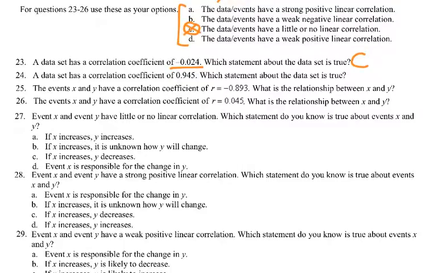Okay, 24, correlation coefficient of 0.945. So it's positive, and it's very close to 1, so it would be what we call a strong positive. Okay, so it would be A. 25, we have a correlation coefficient of negative 0.89, which is close to negative 1, so that's a strong negative. We'll call that E, strong negative. And 0.045 would be a weak positive, so that would be D. To have a weak negative would be like negative 0.045 or something like that.